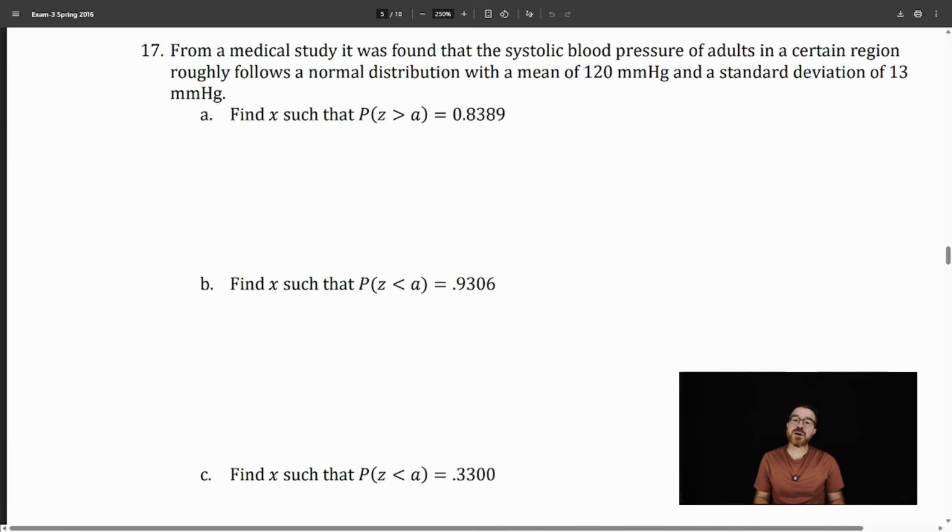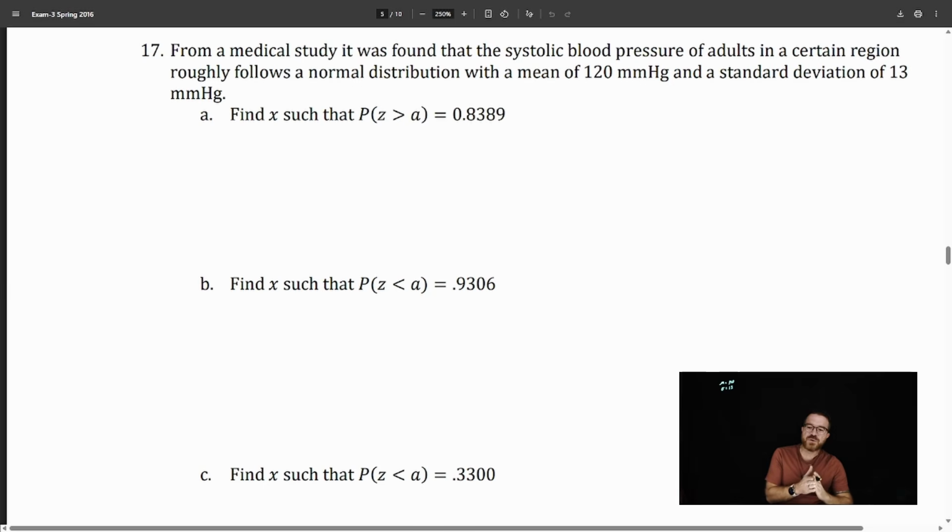0.8844. Okay, for number 17, it says, from a medical study, it was found that the systolic blood pressure of adults in a certain region roughly follows a normal distribution with a mean of 120 mmHg and a standard deviation of 13 mmHg. So I'm going to write down this given information real quick. We have a mean mu of 120, and we have a standard deviation of 13.